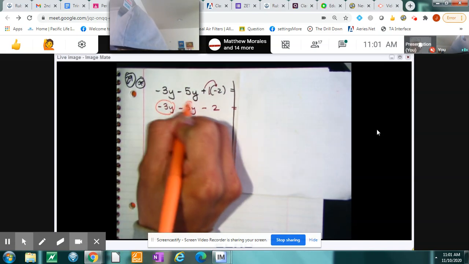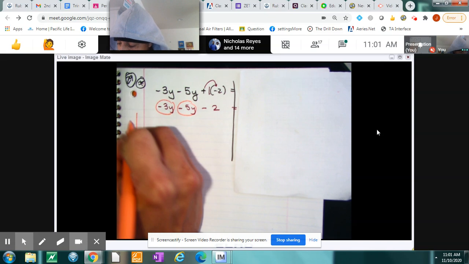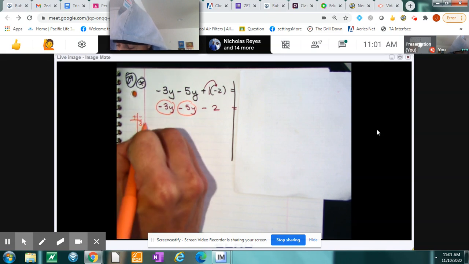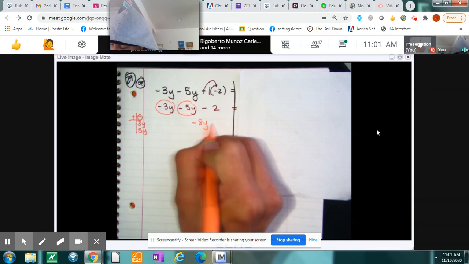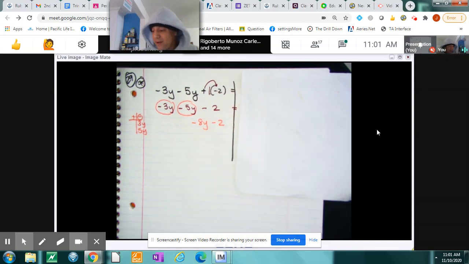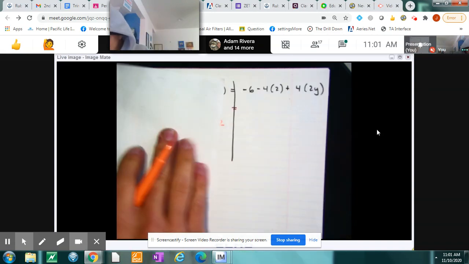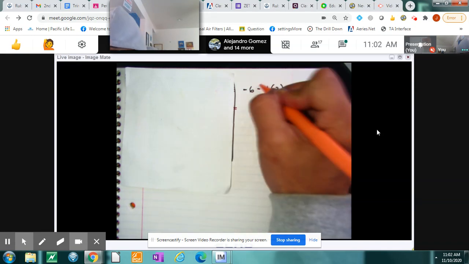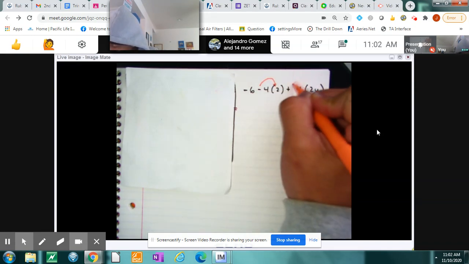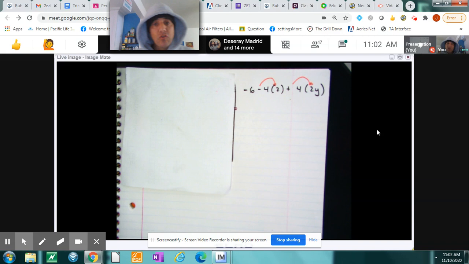Right, you using the T chart. What does that give me, Luis? Negative 8y. Right, negative 8y. And then we drop down to negative 2. And that's it, right? We can't combine these two. Bam, we're done. All right, and then Lacey over here, what can I multiply? These two and then these two, correct?